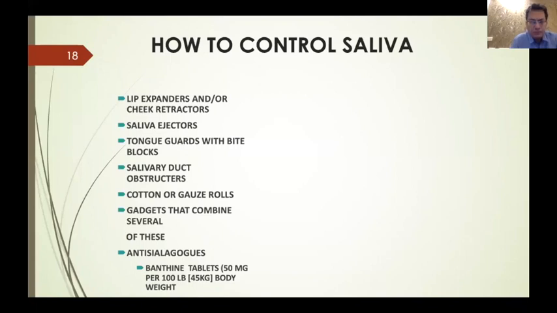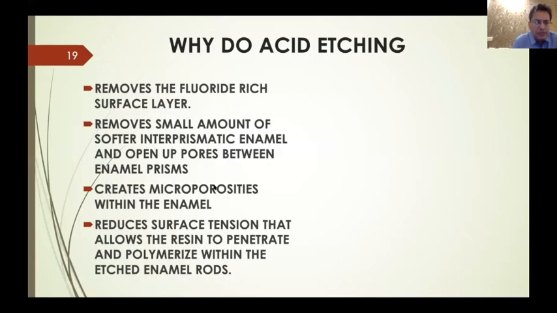Now, why do you do etching? What does etching do? It removes the fluoride-rich surface layer and it removes a small amount of softer interprismatic enamel, opening up the pores between the enamel prisms. So what are you doing? You are creating microporosities within the enamel and also reducing the surface tension, which allows the resin to penetrate and polymerize within the etched enamel rods. So that is the objective of etching.